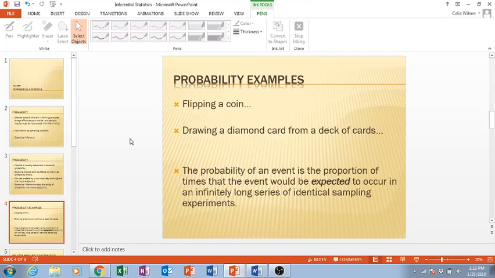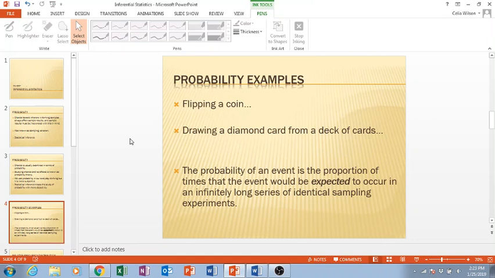So let's look at some probability examples. What's the probability of flipping one fair coin and landing on heads? 50%, right? What about tails? Also 50%. What about neither? 0%, right? When we flip it, it's going to land on something.